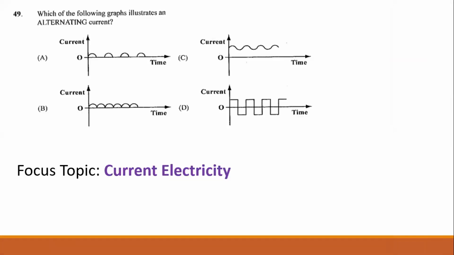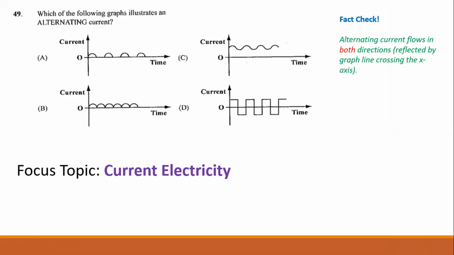Right? Which graph illustrates an alternating current? Now, in alternating current, the current flows in both directions, which means that it would take up the positive portion of the graph as well as the negative portion, which gives us D. All of these other options are actually direct current.